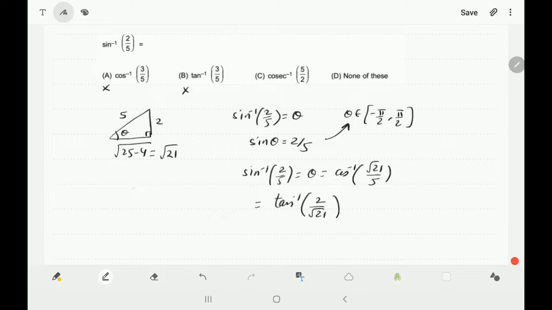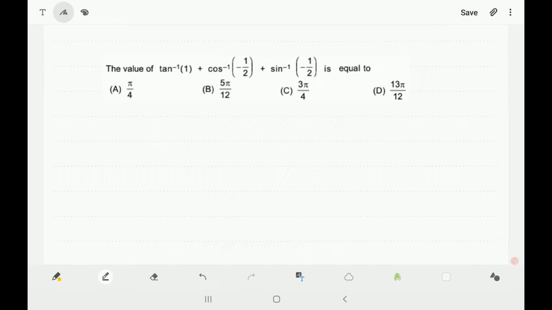But cosecant theta will be equal to the reciprocal of sine theta. So we can write it as 5 by 2. So theta will be cosecant inverse of 5 by 2. And hence C is the correct option for this problem. I hope it is clear.